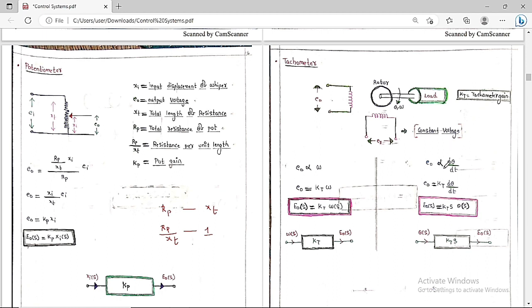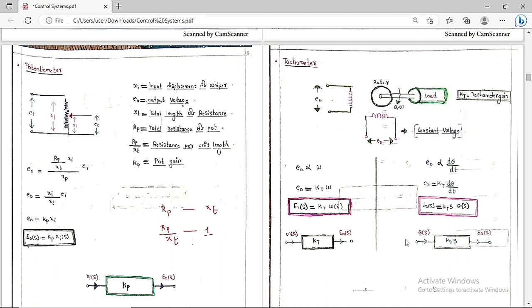Basically, E naught is directly proportional to omega, which is the rate of change of angular displacement, d theta by dt. To remove the proportionality, we use a constant called Kt. So E naught is equal to Kt into d theta by dt. If we apply the Laplace transform, we get E naught of S equal to S into Kt into theta of S. Then in the block diagram, the output is E naught of S, the gain is Kt into S, and the input is theta of S. These are two different ways of writing the same thing.